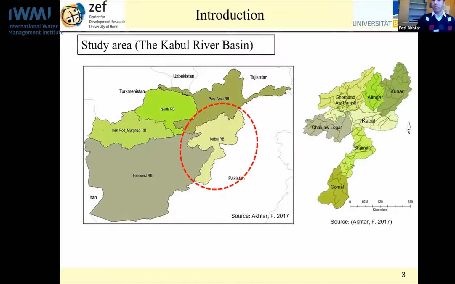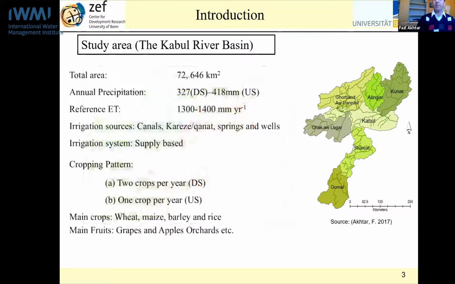I picked the Kabul River Basin for several reasons. But for the time being, let me tell you a bit more about the Kabul River Basin. It's further subdivided into 7 subbasins, namely the Kabul subbasin, which collects all the inflows from other subbasins or catchments, which are Gulbahar-Panjshir, Alingar, Kunar, Chakau, Logar. And then Shamal is a subbasin which also discharges down to North Waziristan, and Gumal, another subbasin which discharges to parts of Job downstream in Pakistan.